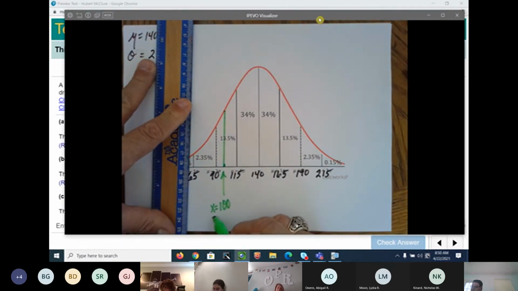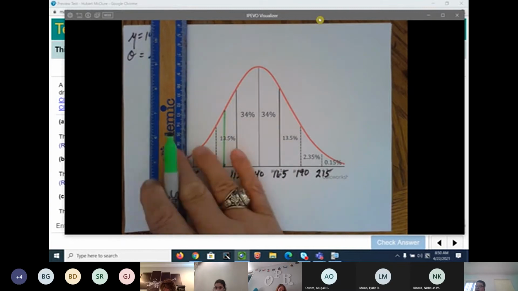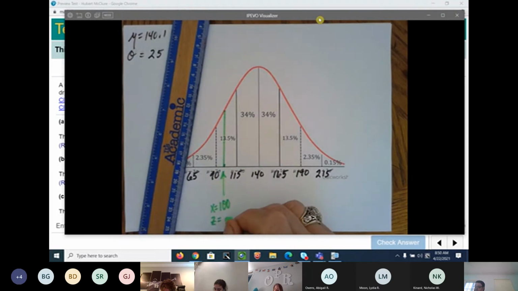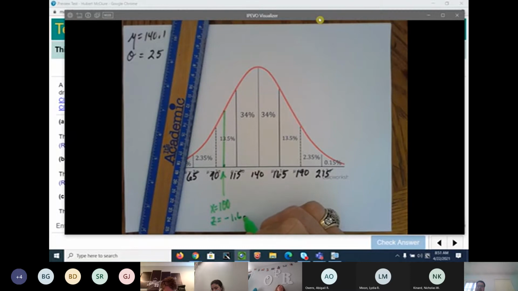So X is equal to 100. Z, 100 minus 140 is negative 40, and negative 40 divided by 25. Somebody take 40 divided by 25, please. What do you get? 1.6. 1.6 even? That's what I got. Okay, do 40.1 divided by 25. I got 1.604.